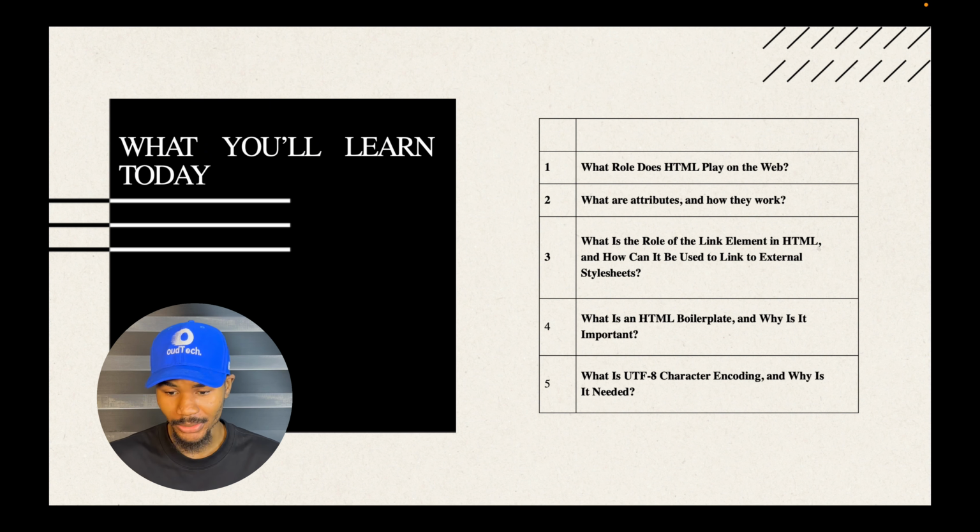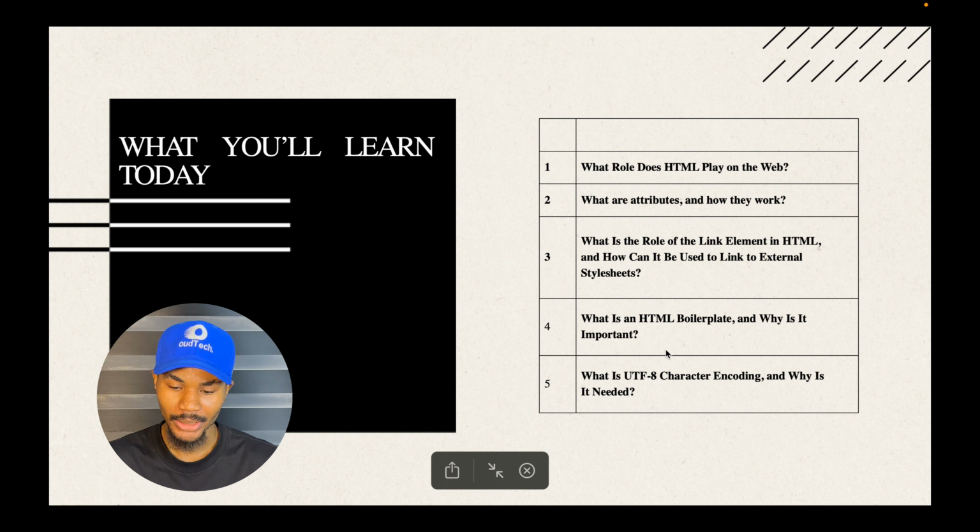The first thing we'll be talking about is the role HTML plays on the web. Second, we'll talk about attributes, what they are and how they work. We'll talk about the role the link element plays in the HTML document and how we can use them to add external style sheets or external resources to our web page. And then we'll talk about HTML boilerplates, why they're important, and also the UTF-8 character encoding and why it's needed. Alright, so let's get to it.